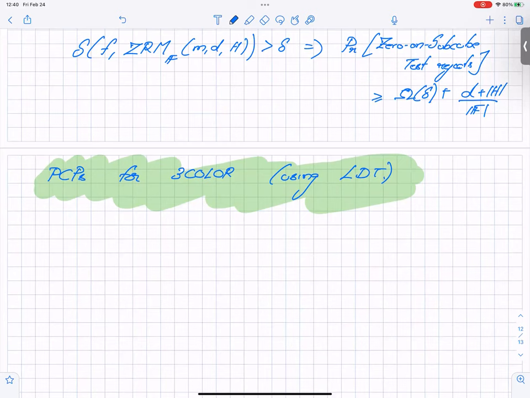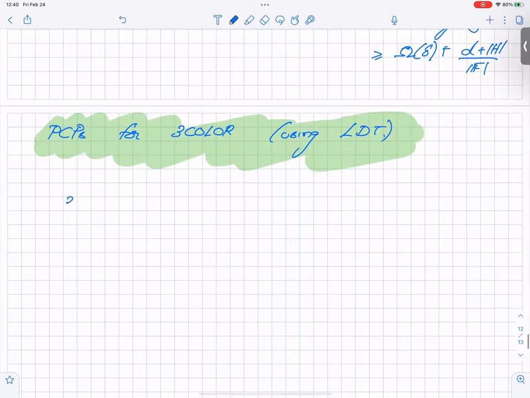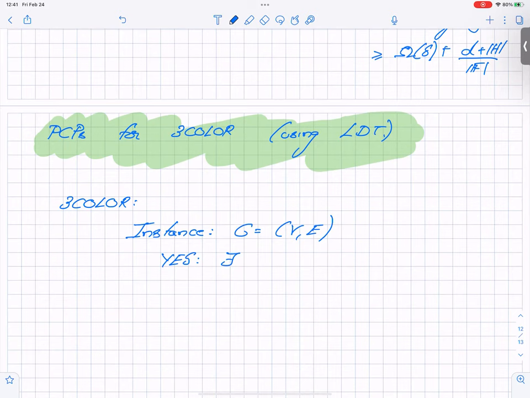So what's the three color problem? Instances are a graph, an undirected graph, G equals (V, E). It is a YES instance if there exists a coloring C from V to {0, 1, 2}, such that for all (u, v) in E, C(u) is not equal to C(v).